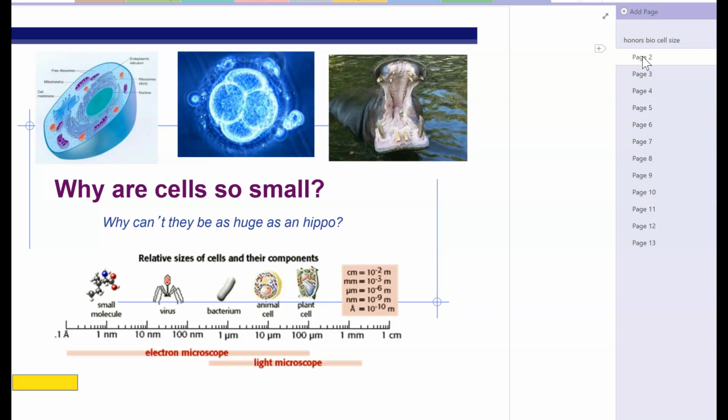But in terms of size, a small molecule can be in nanometers. A nanometer is 1/1000th of a meter. And then an animal cell is about 10 micrometers. A micrometer itself is about 1/1,000,000th of a meter. And a plant cell is a little bigger, about 100 micrometers. But why do they have to be so tiny?